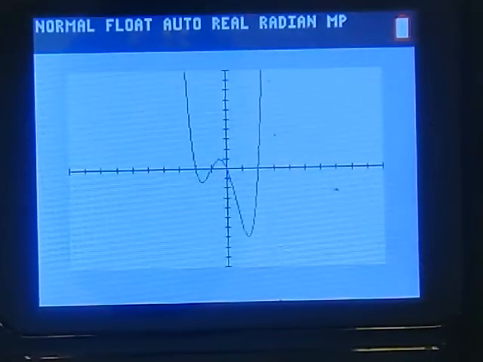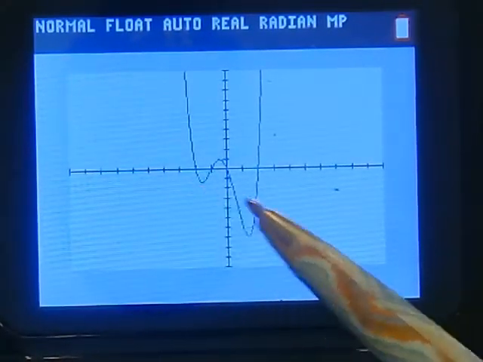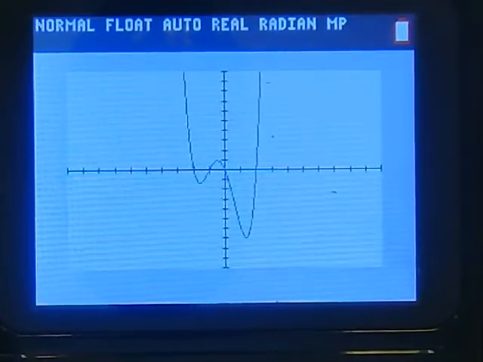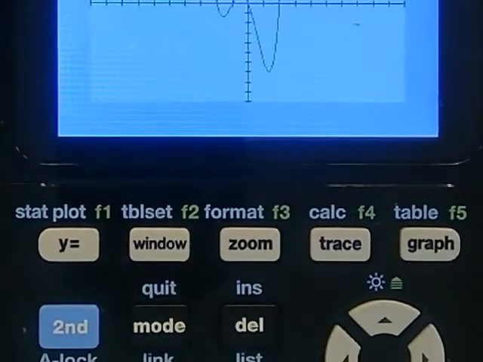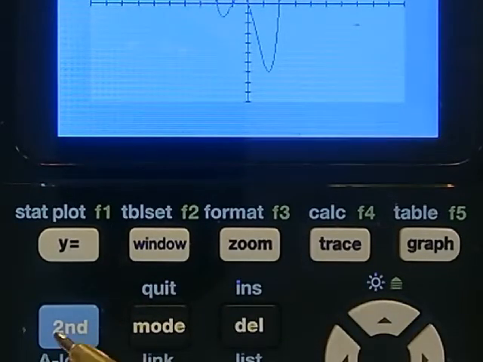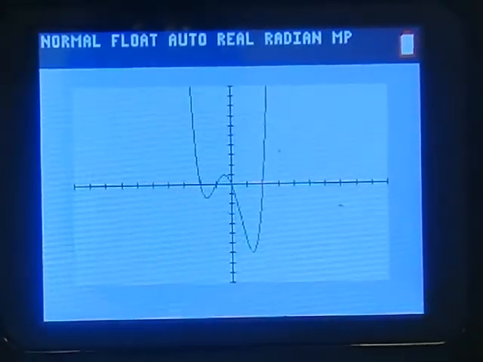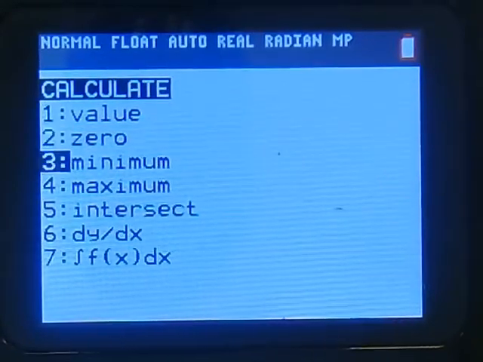All right, there are relative mins and maxes. Excuse me, 2 relative mins. There's one right here and one right here. Well, we are going to use the max and min feature in the second calc function. Let's show you where that is. Second calc would be right here, and we need to find the minimums. So I'm going to hit second calc, and I want a minimum right here. Okay, number 3 is minimum.